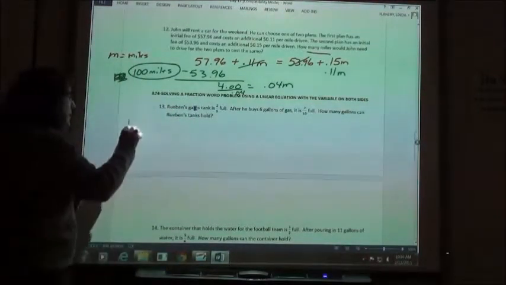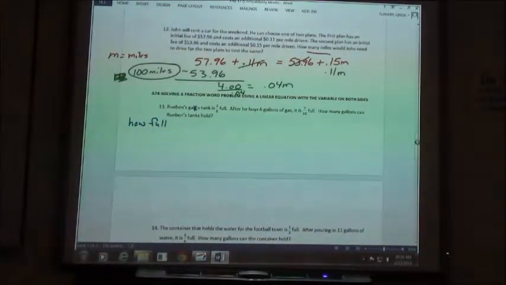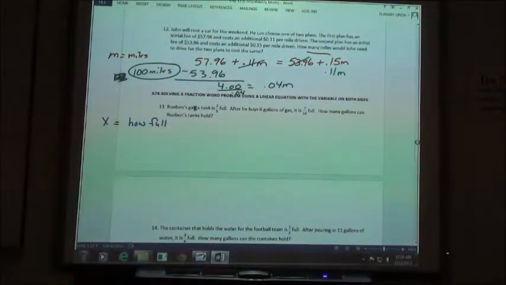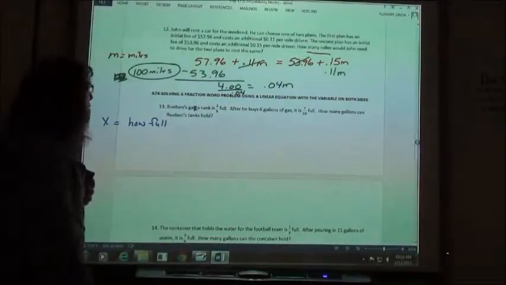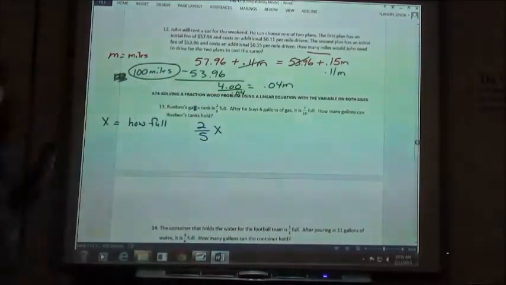In other words, how full can that tank be? I'm going to just use x for my variable. So Reuben starts out, his gas tank is 2/5 of the way full. So 2/5 times the total would give you how many gallons of gas is in his tank.